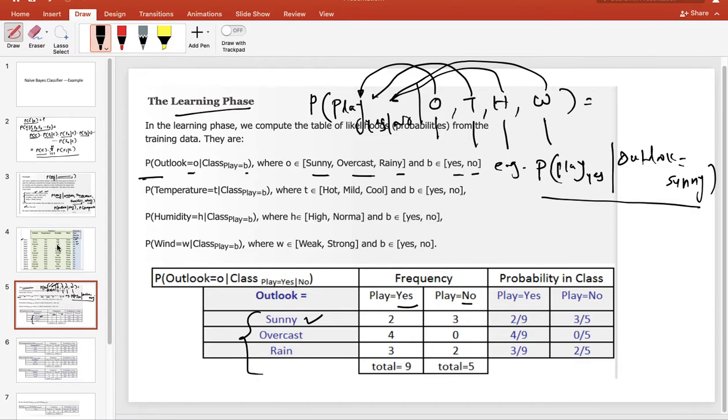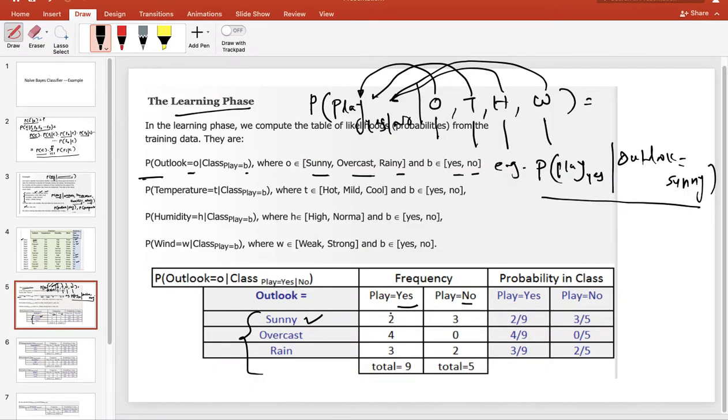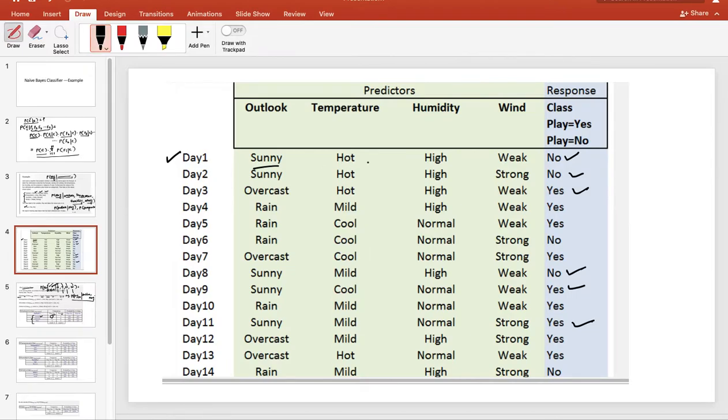So that can be computed from this table. You see, when the outlook is sunny, we did not play here. When the outlook is sunny, we did not play. Again here, when the outlook is sunny, we did not play. Now the outlook is sunny here and we played once. Outlook is sunny, we played twice, right? That means we played twice when the outlook is sunny. And how many times did we not play when the outlook is sunny? Again, you can see we did not play 3 times.